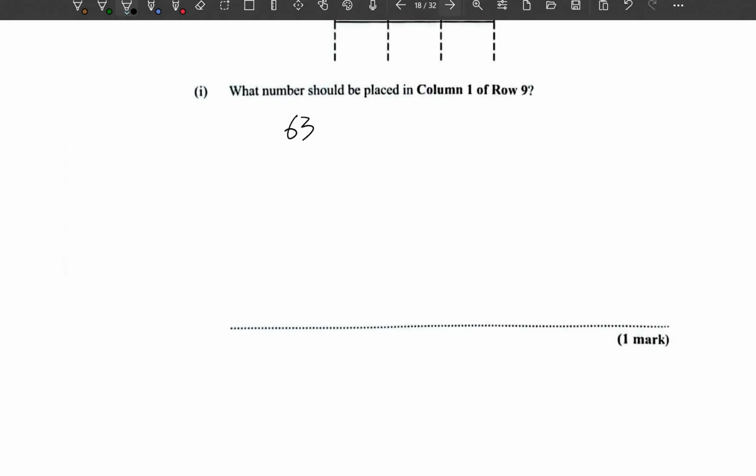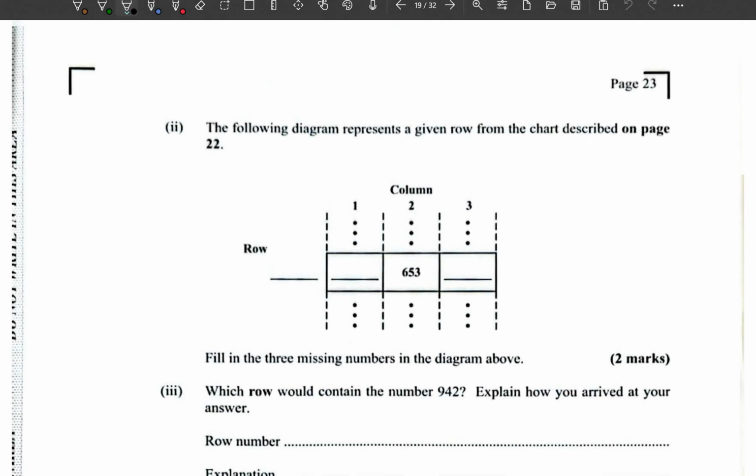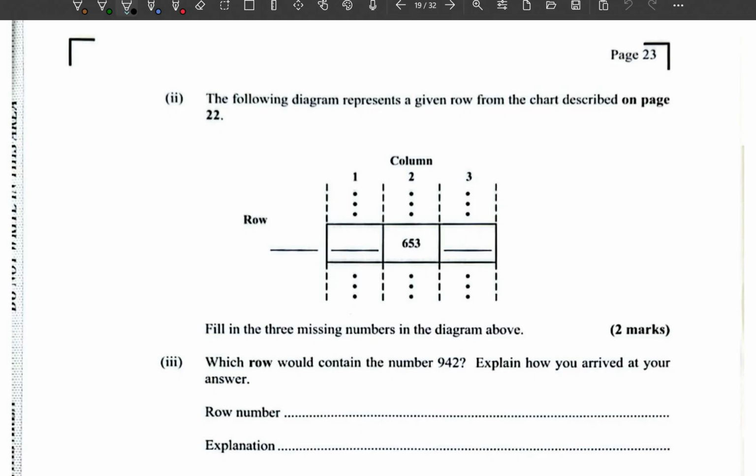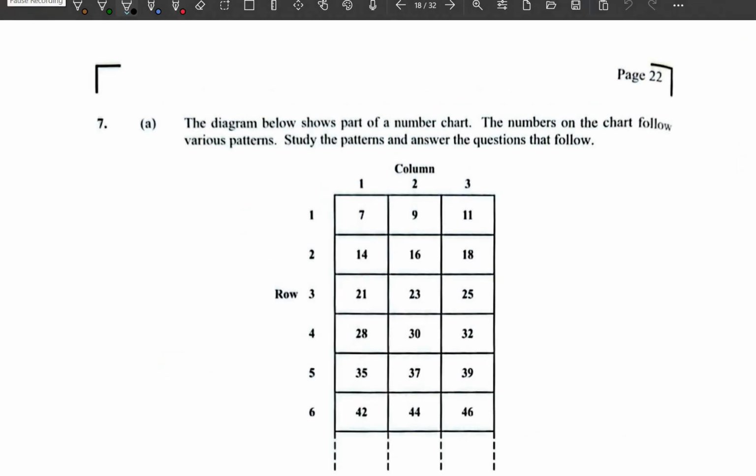Moving right along. Part 2 says the following diagram represents a given row from the chart described on page 22. They want us to fill in the 3 missing numbers in the diagram above. Let's deduce the pattern for column 2. In column 2, we go from 9 to 16, then 16 to 23, then 23 to 30. We're increasing by 7 each time.